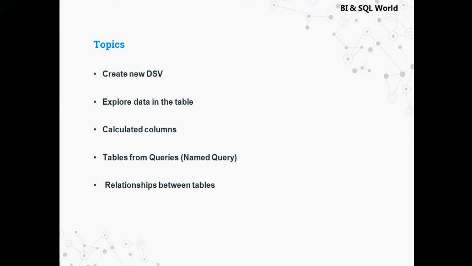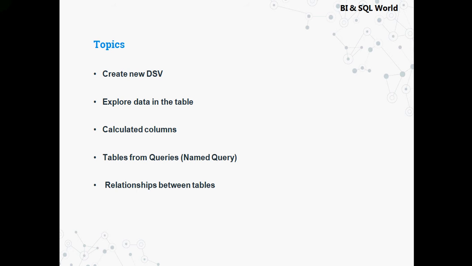Then once the data source view is created, we will see how to explore the data inside the table so that you can do further analysis of the data and change the data source view the way you require it. We'll also see how to create a calculated column inside a table within the data source view, and we'll also check how to create a table in data source view using a query. That is, you can custom write the queries by joining multiple tables and create that as a table inside a data source view. We'll check that, and we'll also see how to establish relationship between the tables.